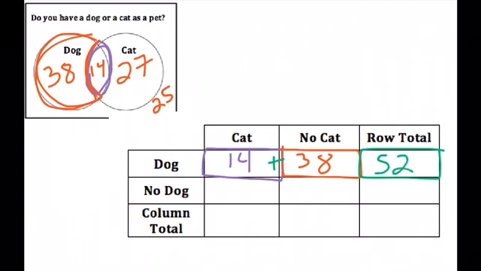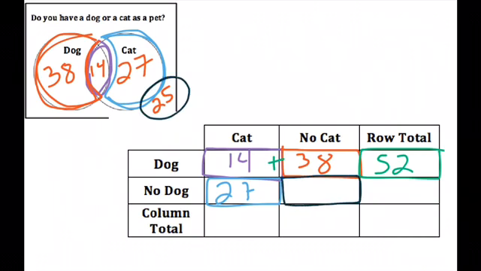Okay, then we're looking for how many people have a cat but no dog. And that is this part right there, so that's 27. Then the last one is how many people have neither a cat nor a dog. And that's actually 25 right there. Once again, we're going to add those two numbers together and we get 52 again.